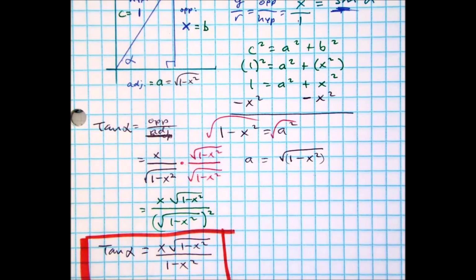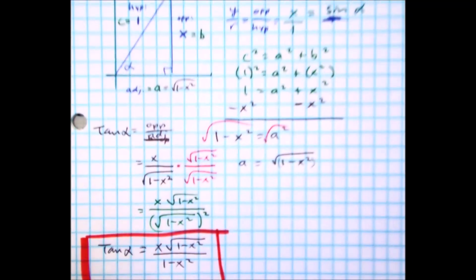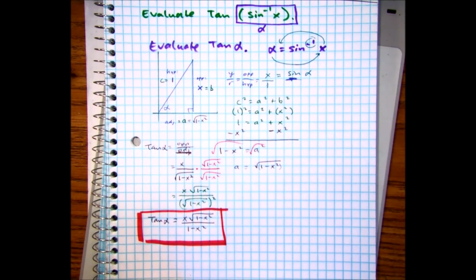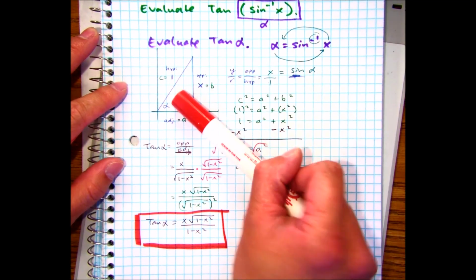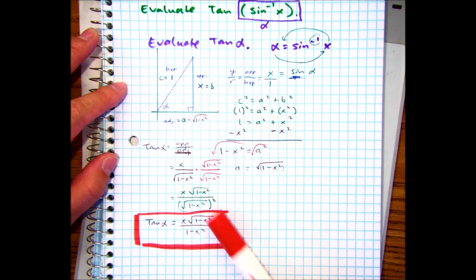So, to review the problem, you're still doing the same thing. You're still taking the inverse, which gives you a clue. Draw a triangle, quadrants 1 or 2, and it's just a little bit heavier on the algebra.